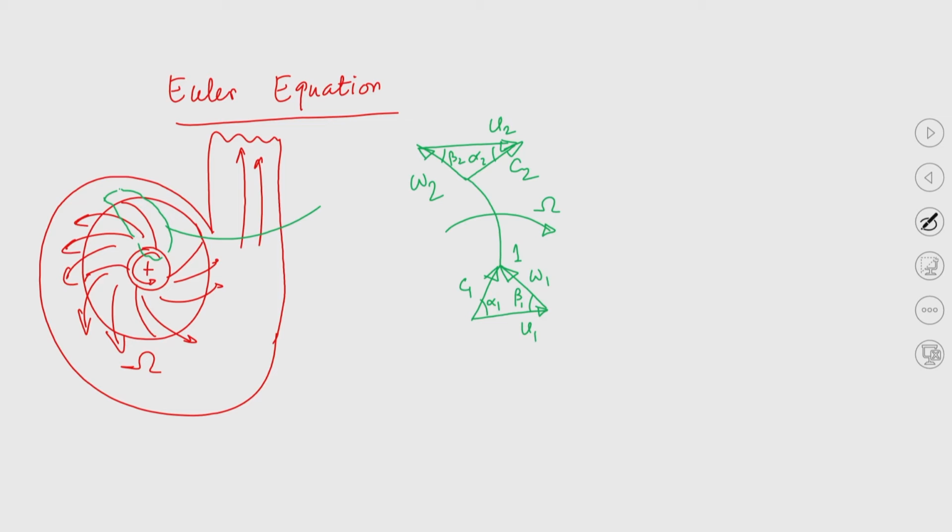We have identified three different velocity components: the tangential component, the relative velocity and the absolute velocity. We have also denoted the angles, that is the blade angle and flow angle, both at inlet and outlet. And we have shown that the pump is rotating at an angular velocity omega. I am sorry, here the direction of rotation is shown in the reverse direction.